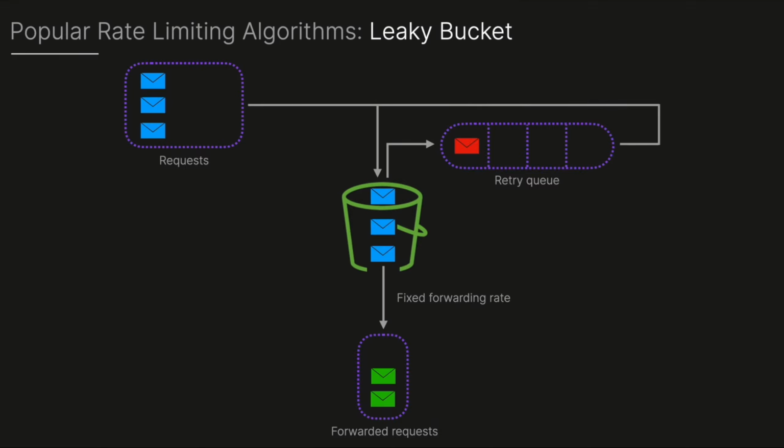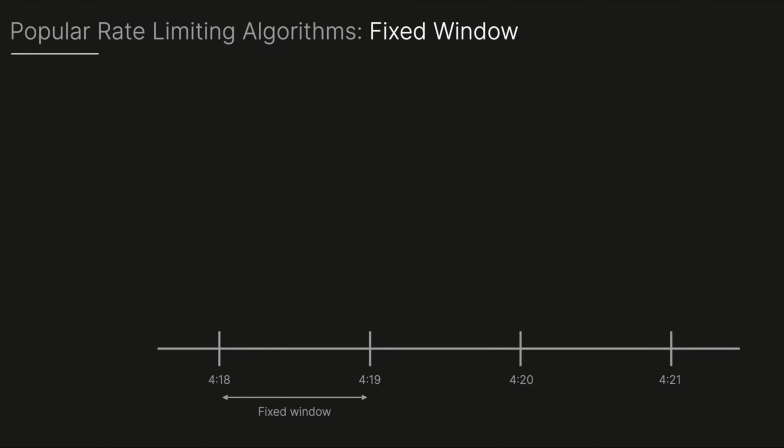And so this could be used in a place like streaming services to ensure a smooth playback experience. The next is the fixed window algorithm, and this works by dividing time into fixed intervals or windows, for example 1 minute long, and the number of requests is counted within each window. So once the limit is reached within a window, additional requests are blocked until the next window starts. And it's simple to implement, but it can lead to bursts at window boundaries.